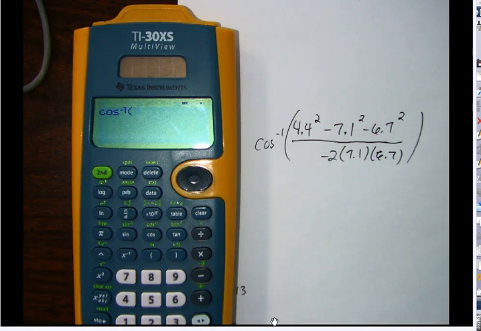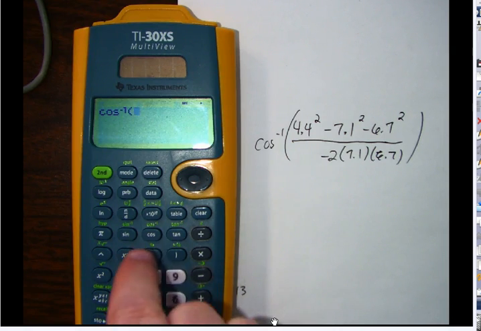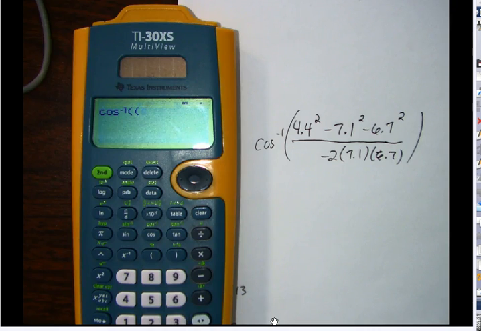They forget to group the numerator and the denominator. And most importantly, if you forget to group the denominator in this one, it will divide by the negative 2, but then it will multiply by the 7.1 and the 6.7. It won't consider those as division parts, it'll consider them as multiplication parts. So just get in the habit of grouping numerators and denominators.